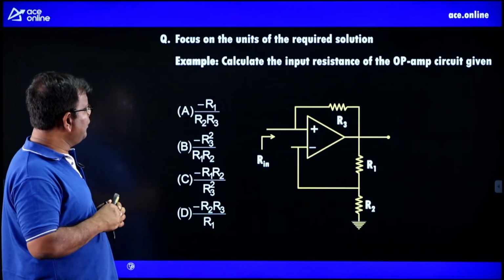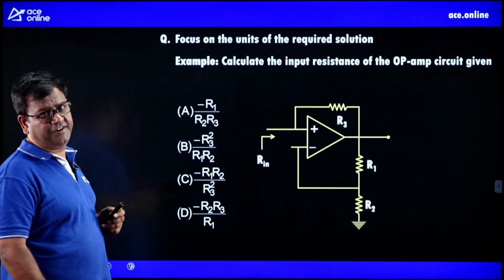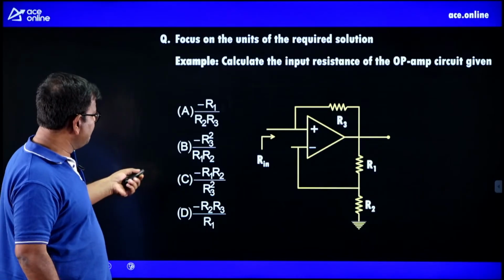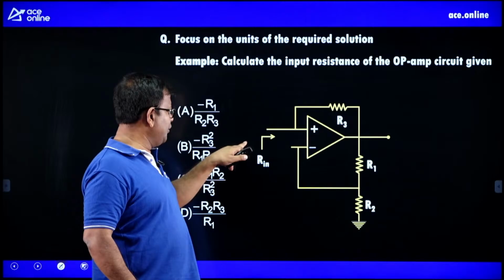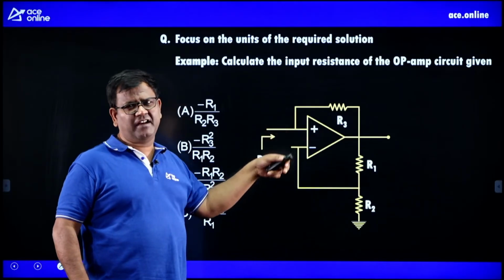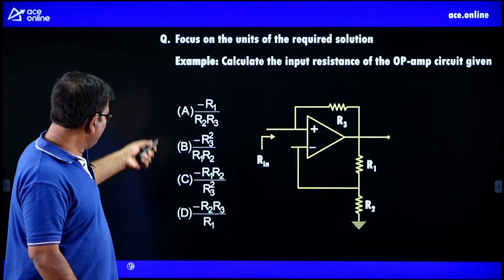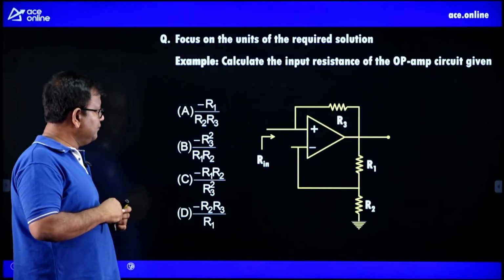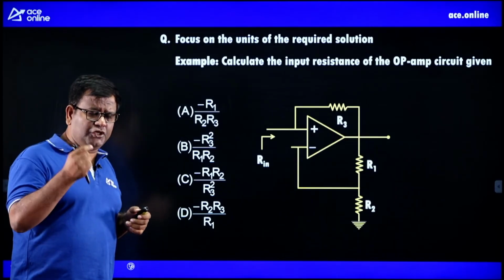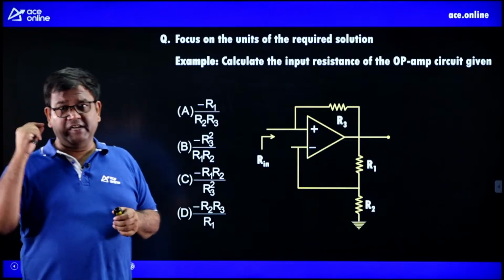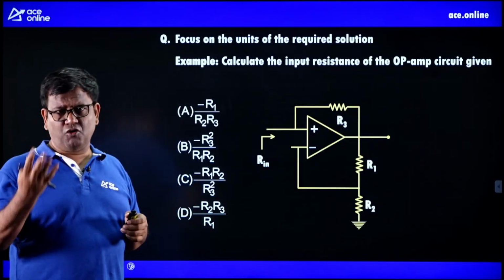Calculate the input resistance of the op-amp circuit given, right? So you are asked to find the resistance here. So you can connect a test voltage and take some current and then find it, right? But look at the options given in the GATE exam. Now what is the units of resistance? The units of resistance is ohms, right?